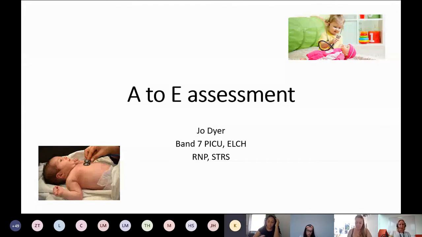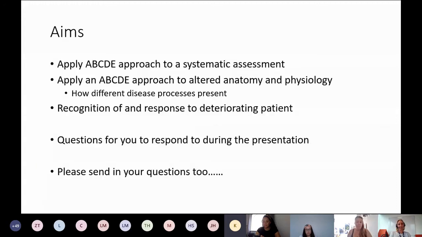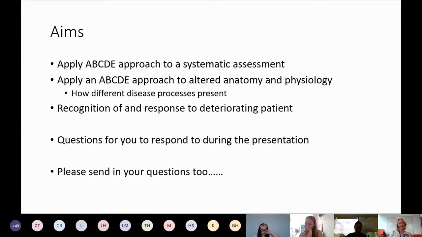So let's go through the aims of this session. We're going to be looking at how we apply an ABCDE approach to a systematic assessment. I appreciate that you guys will have been taught this in other sessions before, in PILS and APLS. We're going to look at it particularly looking at care of critically ill children. We're going to look at how, when we're using our A to E approach to systematically assess a child, that can show us altered anatomy and physiology, and look at some examples of that. How it aids us in recognising and responding appropriately to a deteriorating patient.